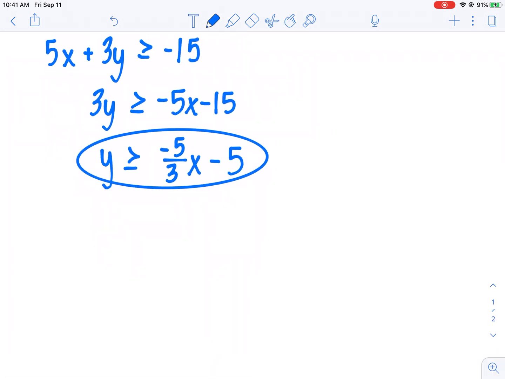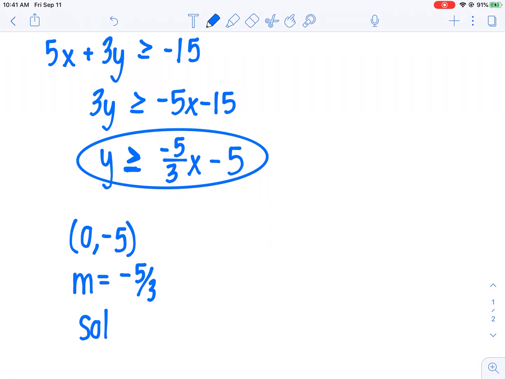Some information about this is that I'm going to start at the point 0, negative 5. That's my y-intercept. I'm going to have a slope of negative 5/3. So let's make sure our line is decreasing, as well as this symbol, the greater than or equal to, is telling me a solid line. Very important that you write that down. It's a check for you, as well as we can see your process that you're thinking.